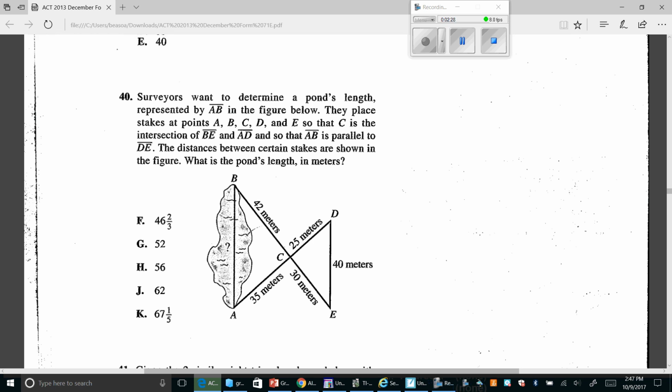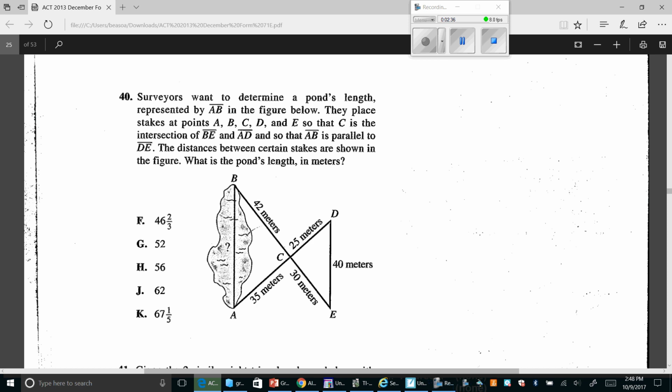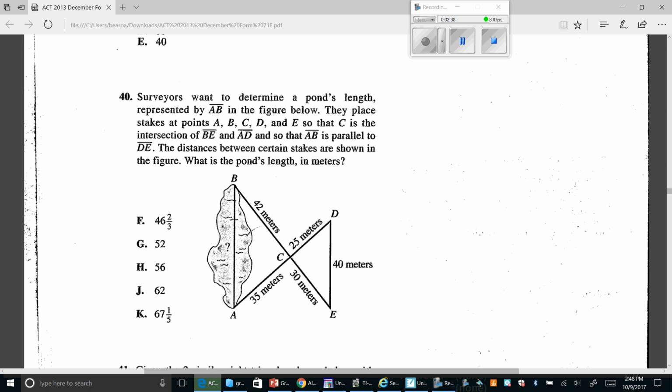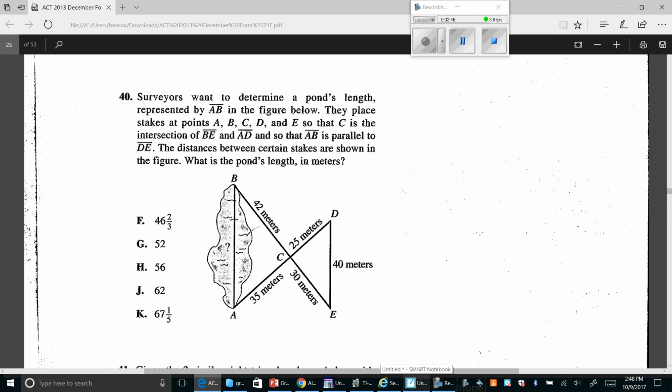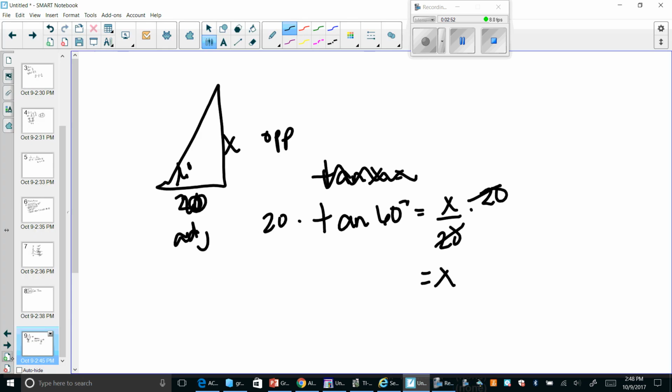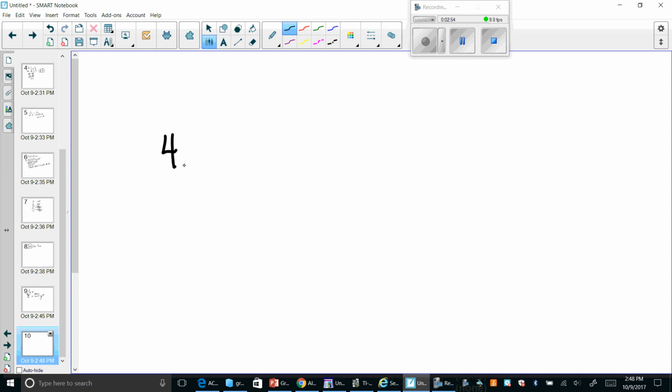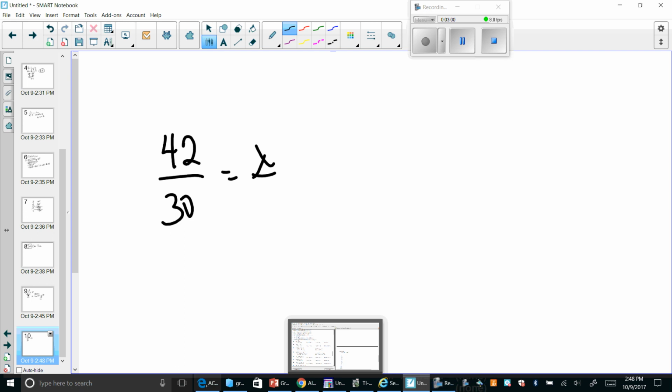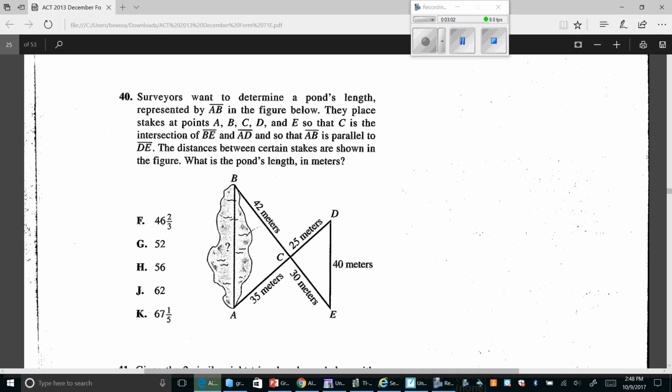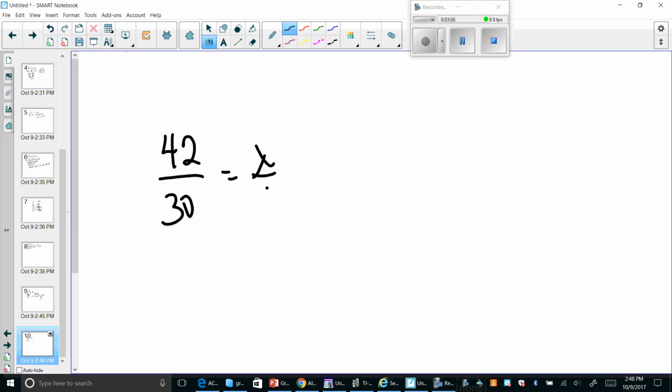So using the angle similarity postulate, I know these are similar triangles. You have to make sure to know that 42 would match up with 30, and 35 would match up with 25. And what I've got to do is find this, which matches up with 40. So you can either use 42 over 30 or 35 over 25, doesn't matter which one. I'll use 42 is to 30. So 42 is to 30 as x is to 40.